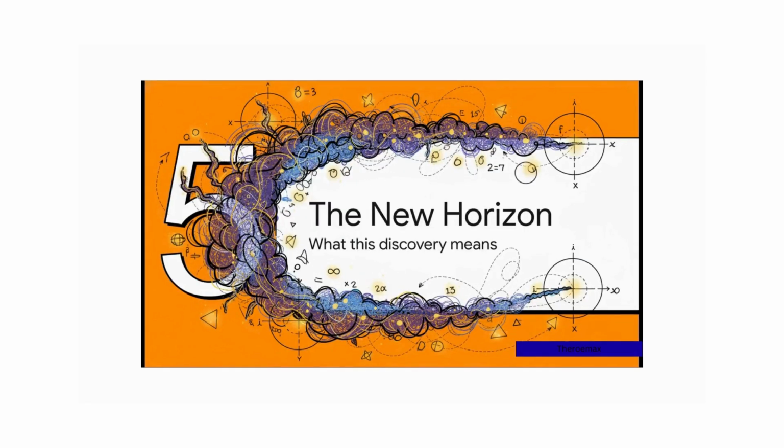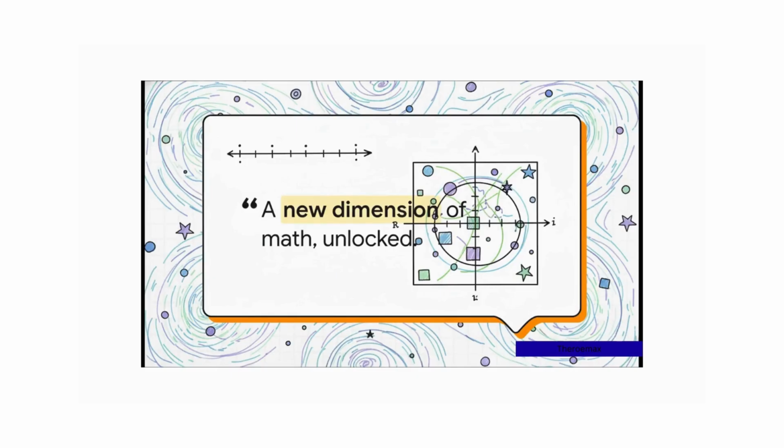So what's the big deal here? I mean, this isn't just a neat party trick for solving one type of equation. This was a massive shift, a fundamental change in how we even think about what numbers are. It was like a whole new dimension of math was unlocked. We went from this flat, one-dimensional number line to this huge, two-dimensional space where numbers could have both a real part and an imaginary part. And that leap, wow, it opened the door for entire new fields of science and engineering.